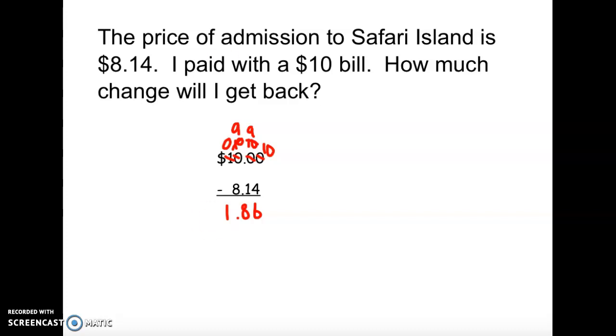Either method works just fine. Again, you can use them to check the other work to see if you got the answer correct and make sure you didn't miss anything. But those are the 2 different strategies we use for making change when we do our math problems.